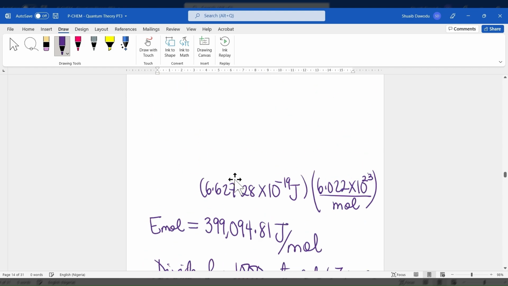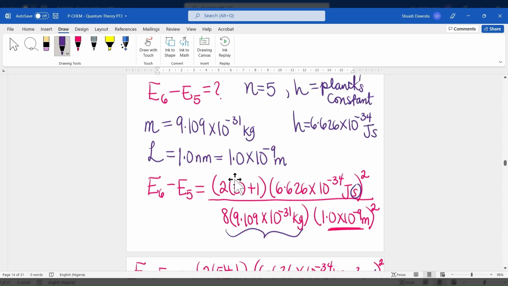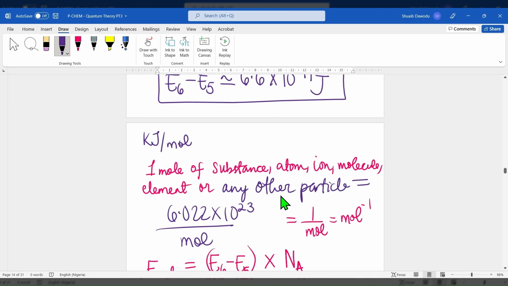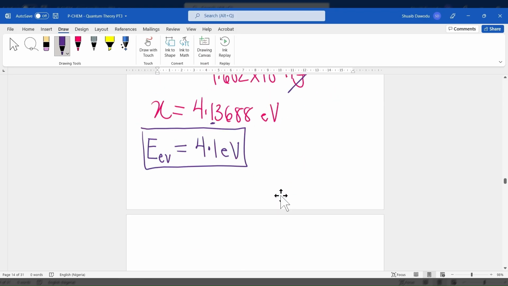So when we go back up, we'll see that we have actually solved everything we're asked to solve. Asked to solve for joules, kilojoules, and electron volts, and we have successfully done all three in this video. So joules, kilojoule per mole, and electron volts all done. I'm going to do other problems like this on this channel. There's actually a total of 4 problems like this. This is just one of the 4. So make sure you watch the other ones to be able to grasp the concept.